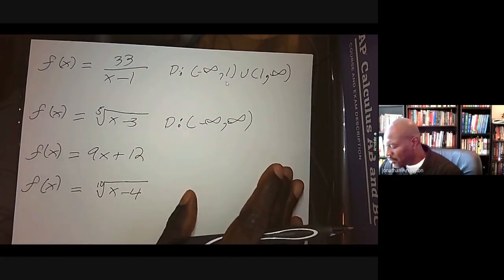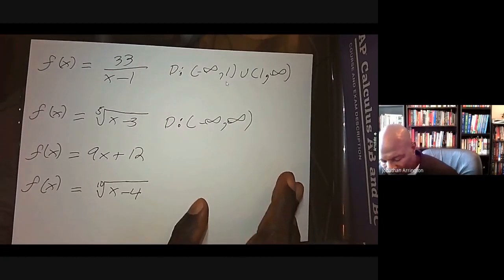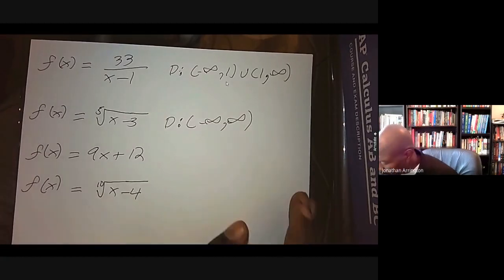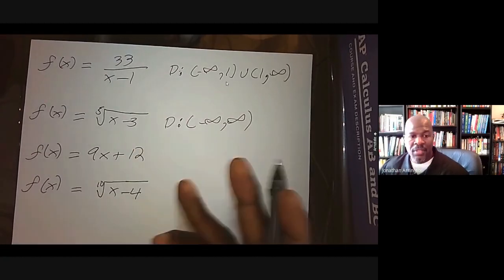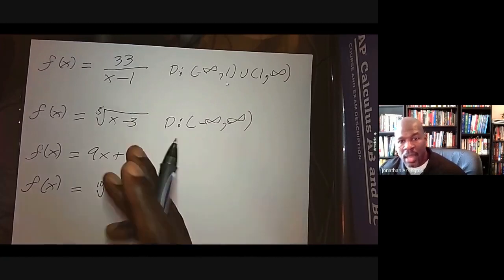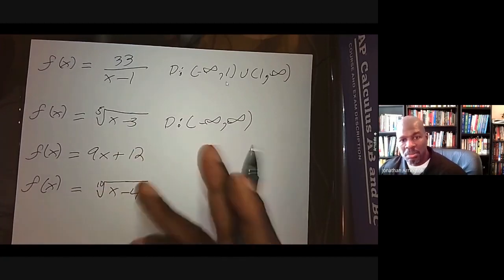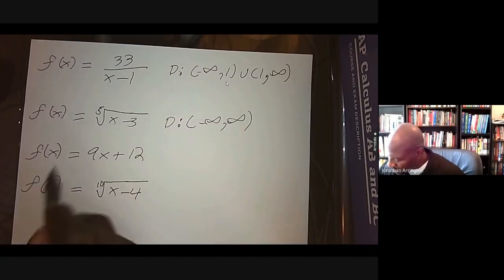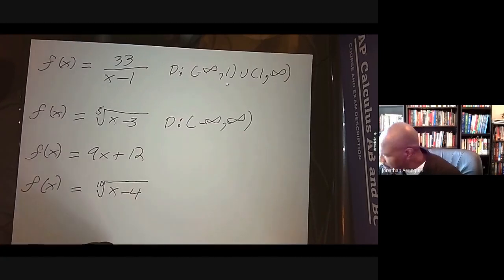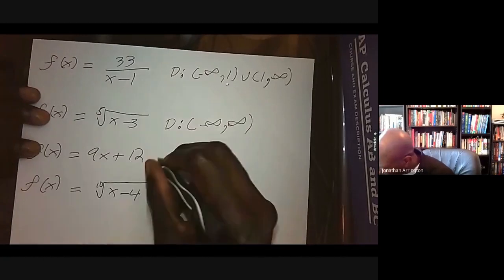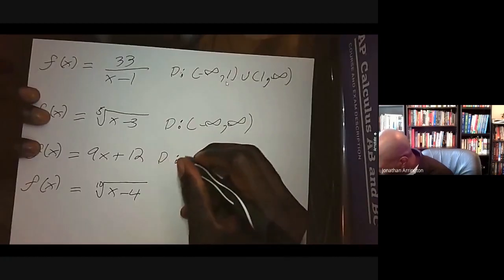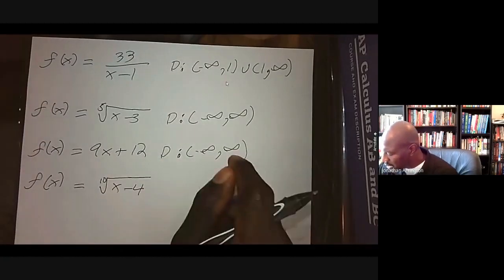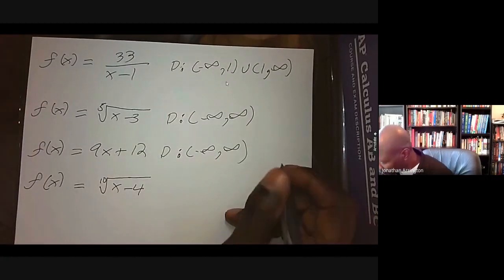Again, if you don't have a denominator or an even root, your domain is going to be all real numbers. And in some cases, even when you have a denominator and an even root, your domain still could possibly be all real numbers. Now this third function, f of x is 9x plus 12. And what do you think this domain is? It should be all real numbers. Again, you don't have the two things that cause restrictions. You don't have a denominator, you don't have an even root.